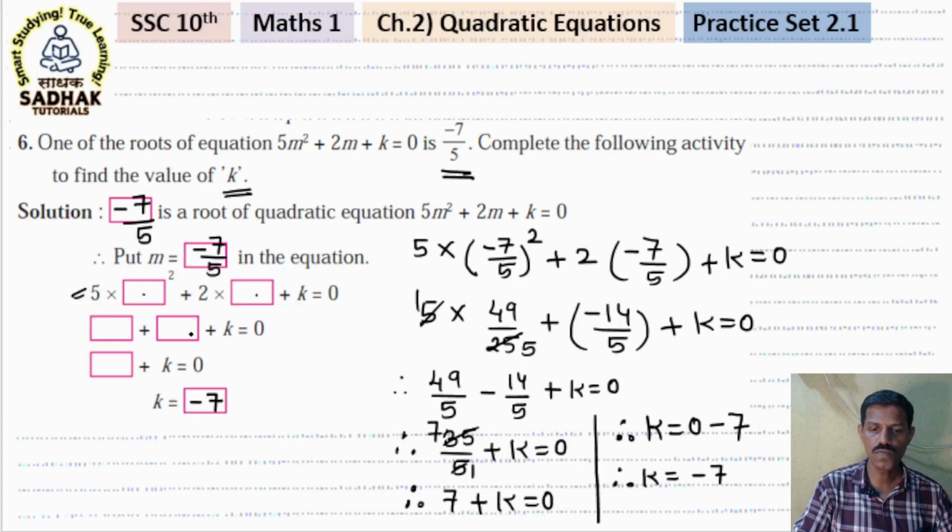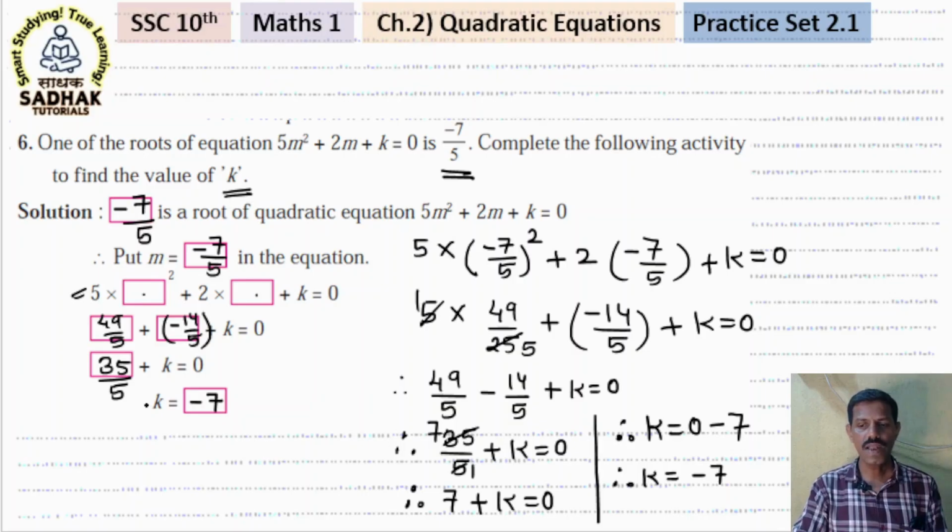But what do we put in these boxes? So in this box we will write this value 49 upon 5, okay, 49 upon 5, and in this box we will put this answer minus 14 upon 5, minus 14 upon 5. So the answer of both, that will put it here, that is 35 upon 5, okay. So that simplified answer will be written in the last box, okay. So very simple activity. I hope you have understood, okay.